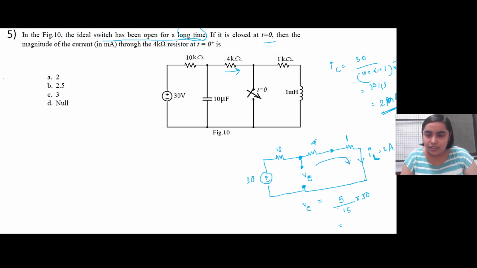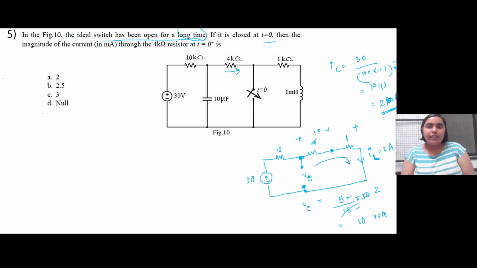Now voltage, so in this case it doesn't matter because there will be kilo ohm here and kilo ohm here. It will get cancelled. So voltage is 10 volt. So 10 volt is the voltage drop across these two resistors, which is also equal to VC, right?